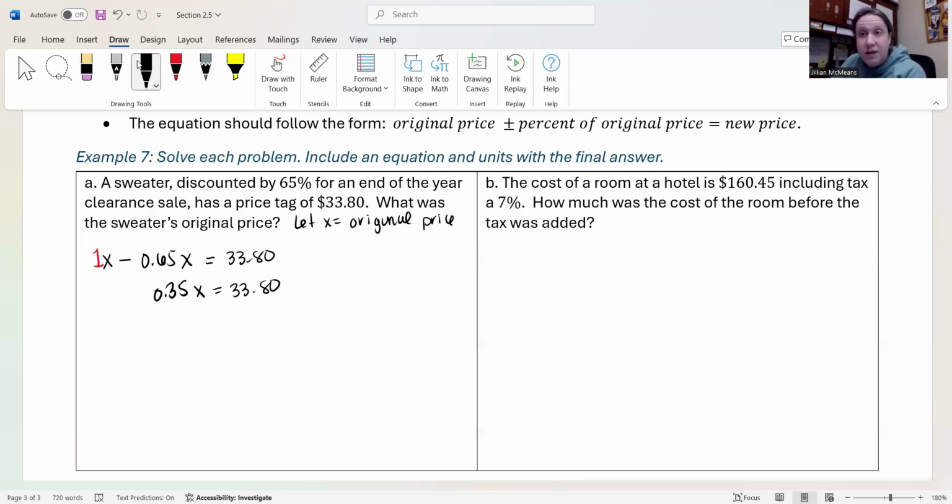Now I want to get the x alone. The issue is x is being multiplied by 0.35. So I need to divide both sides of this equation by 0.35.